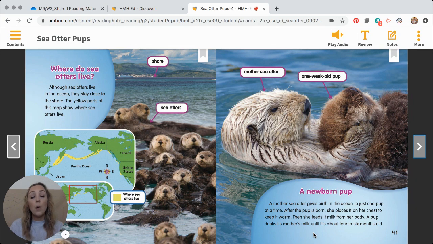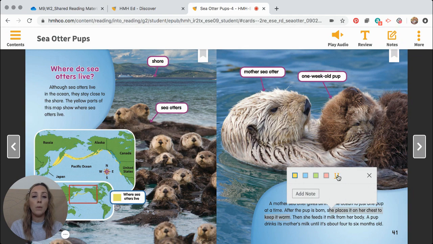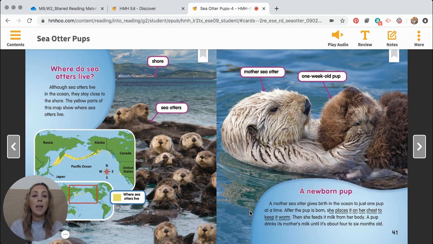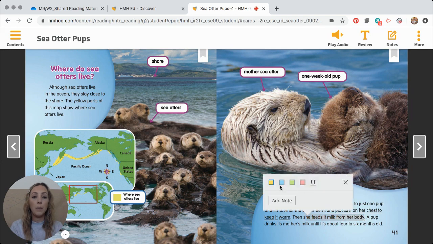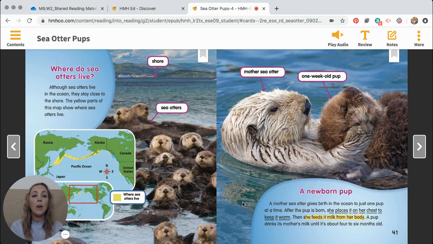Excellent. So you could say that a sea otter mother places her pup on her chest to keep it warm, right? So I could have underlined that sentence. I could have underlined, or you could have underlined, that she feeds her pup milk from her body, right? I could have highlighted or underlined that sentence, right?